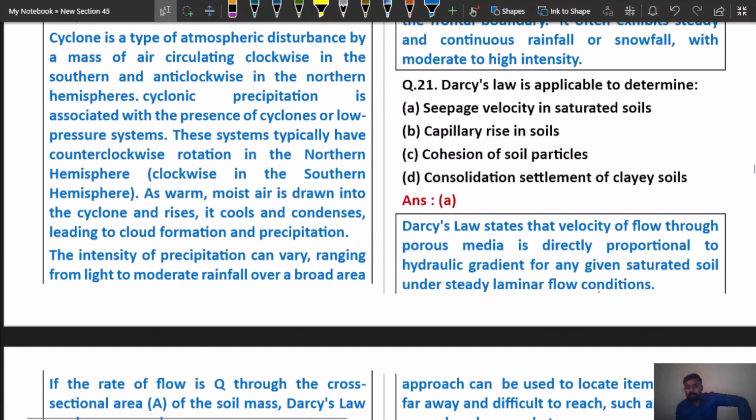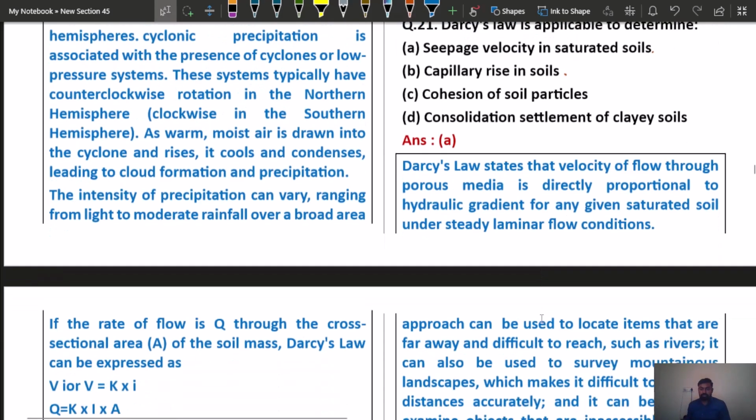Darcy's law is applicable to determine what? So why do we use Darcy's law? Options are given: seepage velocity in saturated soils, capillarization in soils, cohesion of soil particles, consolidation settlements of clay soils. Darcy's law is used to analyze the seepage velocity of saturated soils, and this law states velocity of flow through porous media is directly proportional to hydraulic gradient.